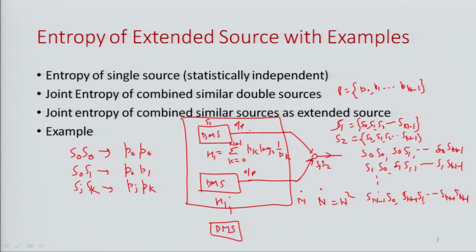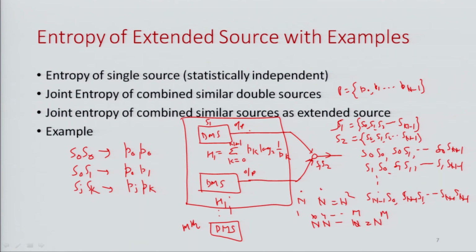Then combining the third, suppose this is the mth source. Then here there will be m positions, like this: x, y, z and so on, up to the mth. For the mth position, at every position there are n symbols possible, so a total of n to the power m symbols are possible.